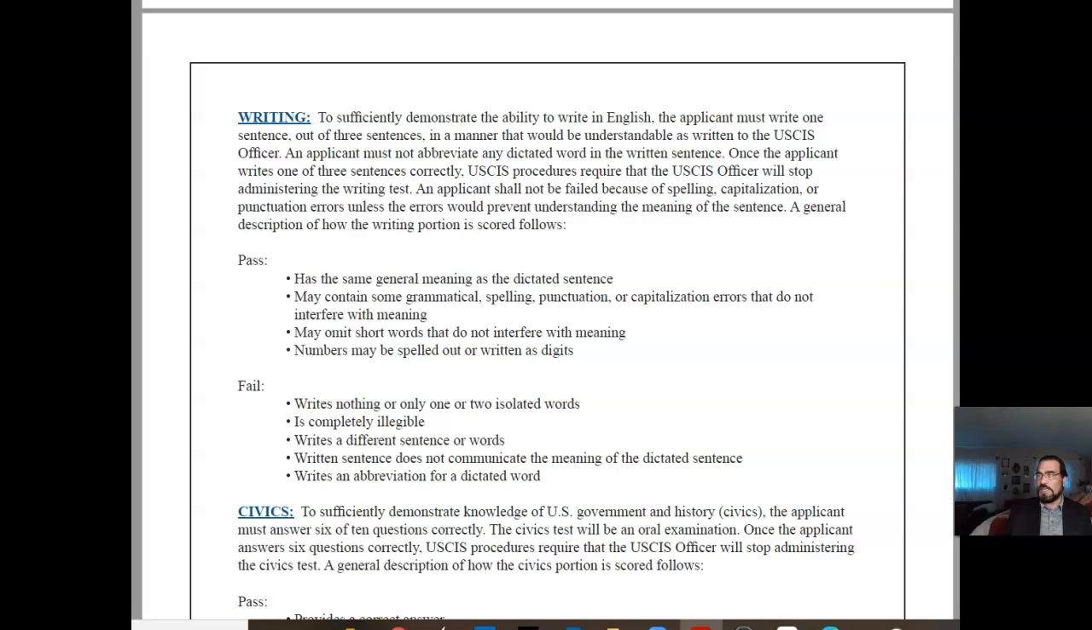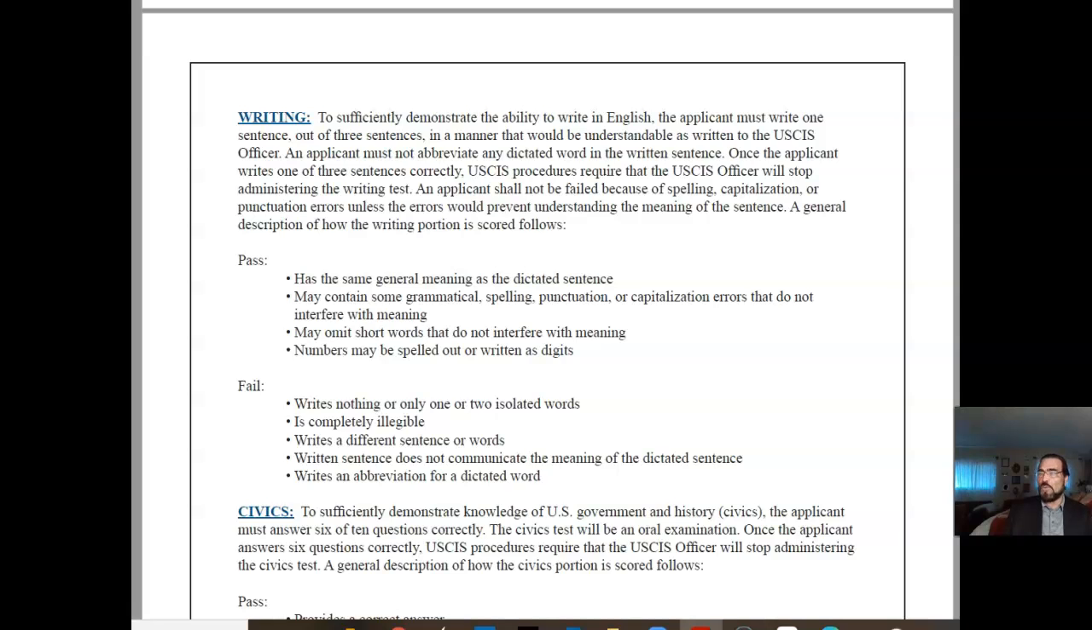An applicant shall not be failed because of spelling, capitalization, or punctuation errors unless the errors would prevent understanding the meaning of the sentence. For example, you pass if the sentence has the same general meaning as the dictated sentence. It may contain some grammatical, spelling, punctuation, or capitalization errors that do not interfere with meaning. The numbers may be spelled out or written as digits.